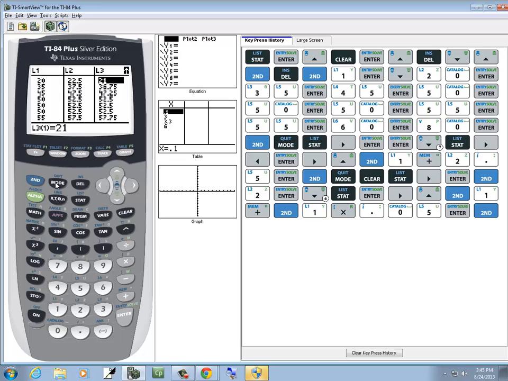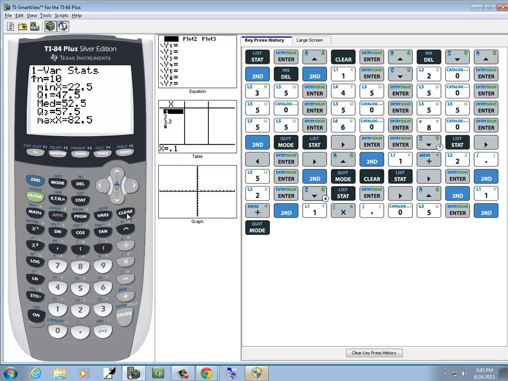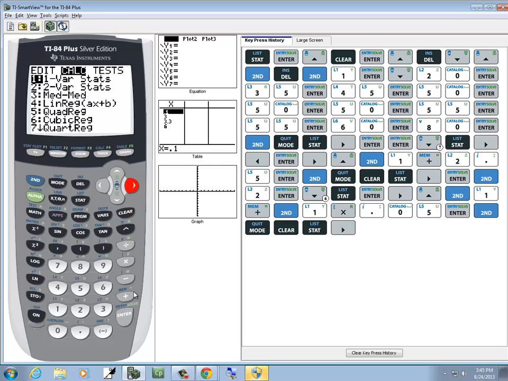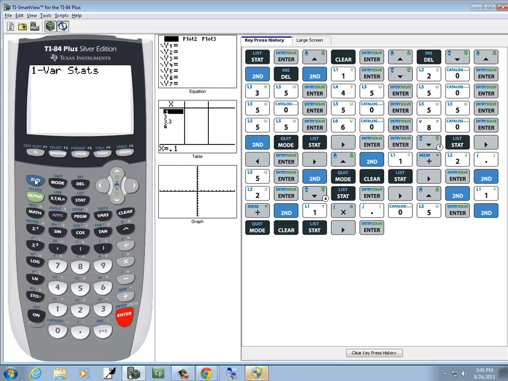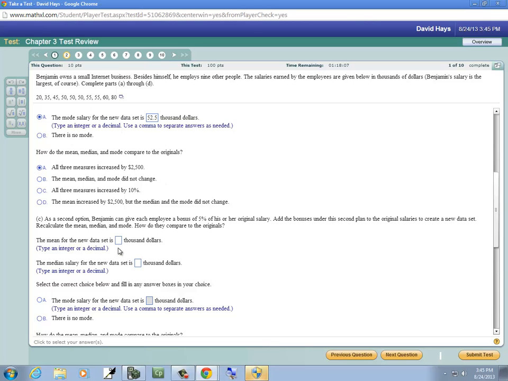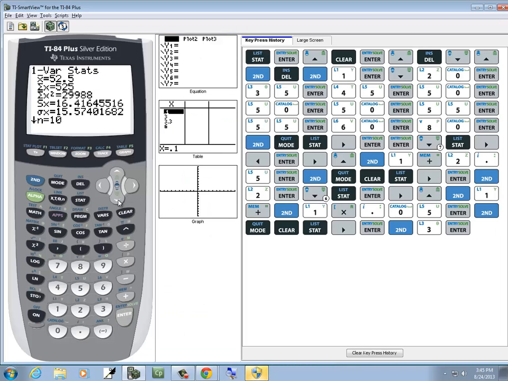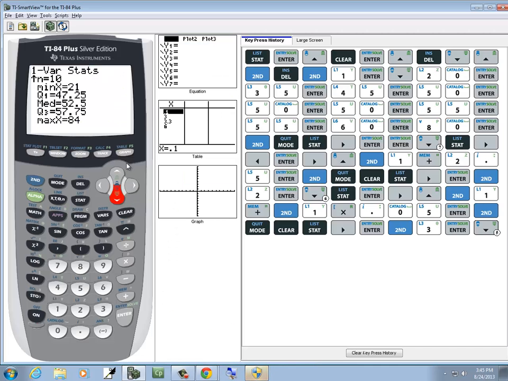Now I'll do a second mode, and I'll do a clear to clear out the old one. I'm going to do one var stats again against L3. So I'll do stat, right arrow to calc, enter on one var stats, second 3, and press enter. That's interesting. Our mean is still 52.5. So down here, put in 52.5. Now our median, I'm going to down arrow, wonder if it's 52.5. Yep, 52.5. Did I do it against L3?